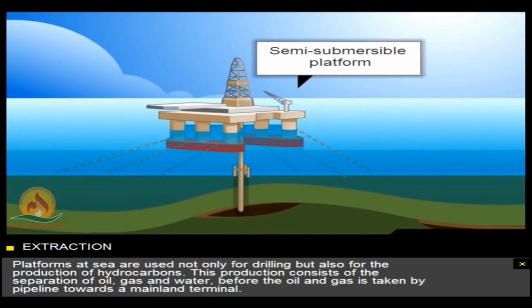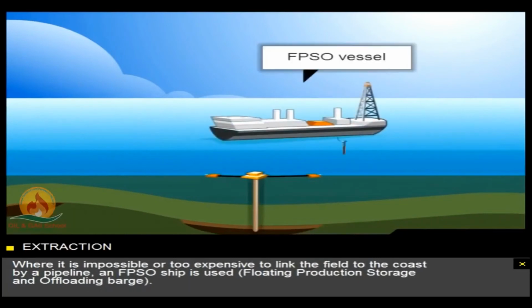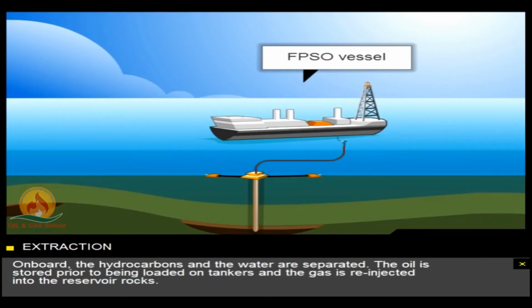Platforms at sea are used not only for drilling but also for the production of hydrocarbons. This production consists of the separation of oil, gas and water, before the oil and gas is taken by pipeline towards a mainland terminal. Where it's impossible or too expensive to link the field to the coast by a pipeline, an FPSO ship is used, floating production storage and offloading barge. On board, the hydrocarbons and the water are separated. The oil is stored prior to being loaded on tankers and the gas is re-injected into the reservoir rocks.